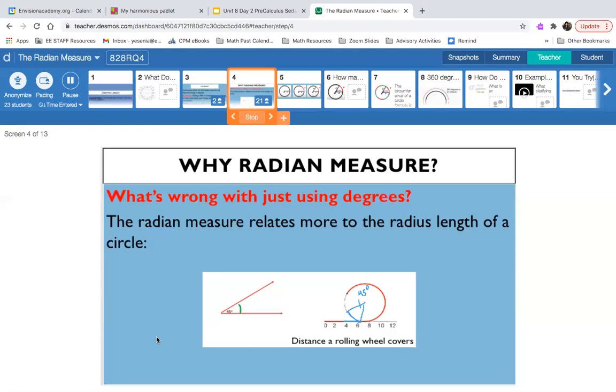So this is why we need the angle measure to be represented in radians, because that's going to relate to the radius length of the circle. It's going to actually be able to provide us a distance that we can measure. So if I know that the radius is in inches, the radian is going to give me a measure that will help me in inches. So we're able to record the distance a rolling wheel covers if we switch to radians. So that's the why. Again, the radian measure relates more to the radius length of a circle.